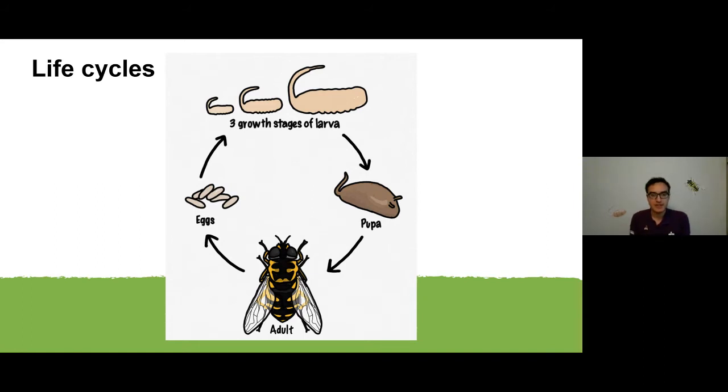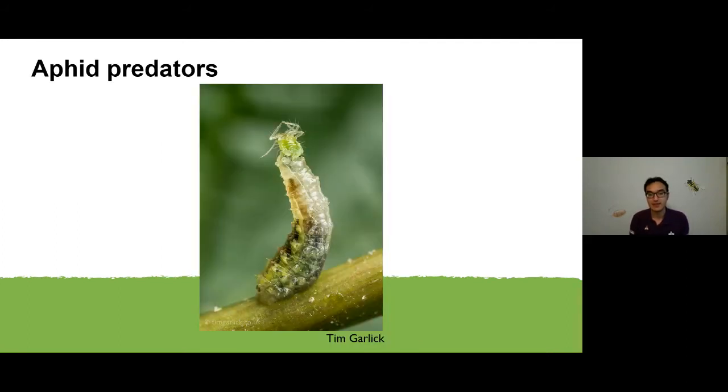But most of the hoverflies in the UK will lay their eggs on plants which have lots of aphids, because the larvae are aphid predators. So similar to ladybirds, you can sometimes find hoverfly larvae crawling around the stems of plants such as roses and eating aphids. What's cool is that if an aphid feels threatened, it will send a chemical warning signal out to the other aphids around it.